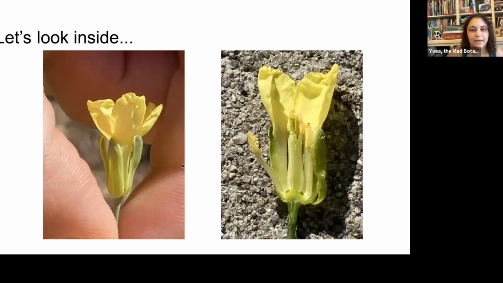Oh wait, no, I take that back. I forgot about this. Okay, we're going to look inside first and then we're going to look at what the foods are. So this is just to help again. These are the sepals. As you can see, they go like this, and then we have our petals. In this case, they kind of stick up.